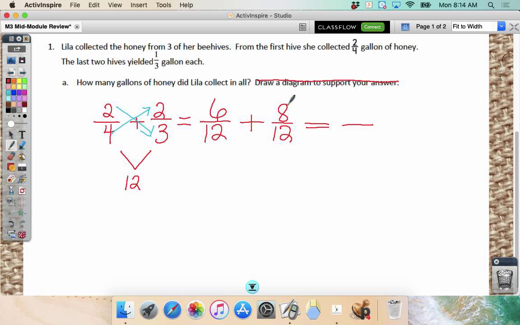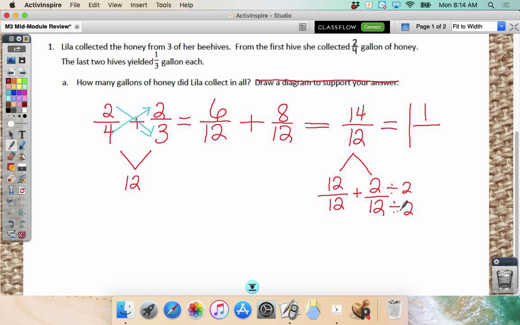So what does that give me? 14 twelfths. It's an improper fraction, so we have to change it to a mixed number first. So 1 whole would be what? 12 twelfths plus 2 twelfths. Now 2 twelfths I can simplify. Should we simplify it now before we write the answer? So it's going to be 1 whole. What am I going to divide by on 2 twelfths? 2. Yep. So that's going to be 2 divided by 2 and 12 divided by 2.